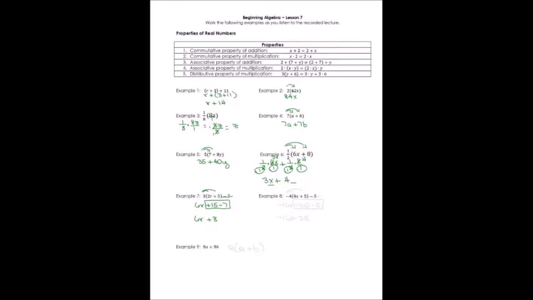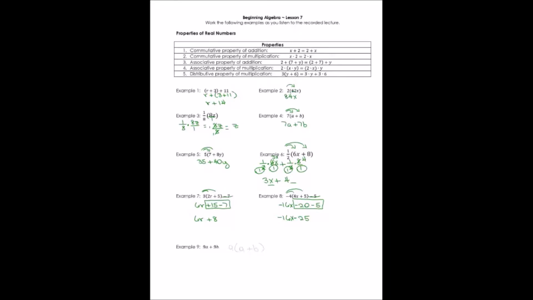Example 8, negative 4 times 4x. Well, negative times a positive, negative 16x. Negative 4 times positive 5, a negative again, negative 20. And then I bring down my negative 5 or my minus 5. What terms can I combine? Well, the negative 20 and the negative 5 are like terms. They have the same variable. They don't have a variable, right? Negative 20 minus 5, both negatives, add them together, keep the sign. Oops, forgot to write 16x. There it is. 16x minus 25 is the answer.